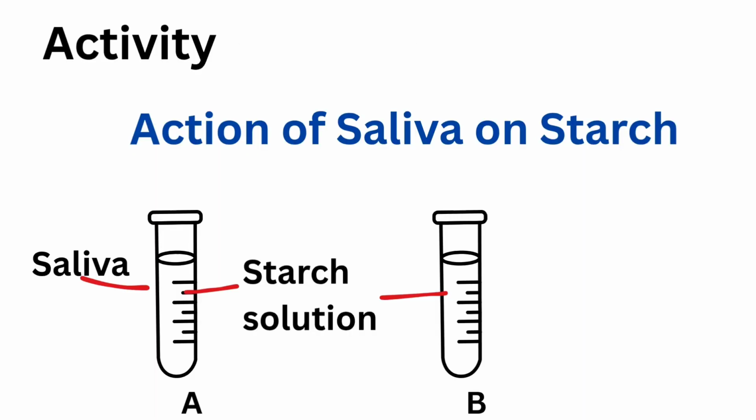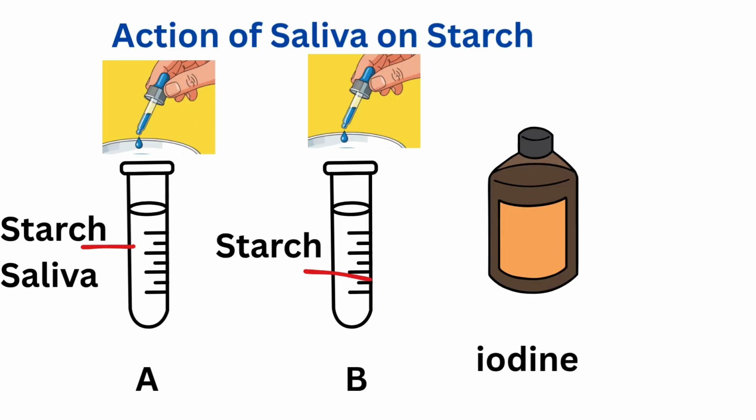Now let us do a simple activity to understand how saliva acts on starch. Take 1 ml starch solution in 2 test tubes labeled A and B. Add 1 ml of saliva to test tube A. Leave both the test tubes undisturbed for about 20 to 30 minutes. Then add a few drops of dilute iodine solution to both test tubes.